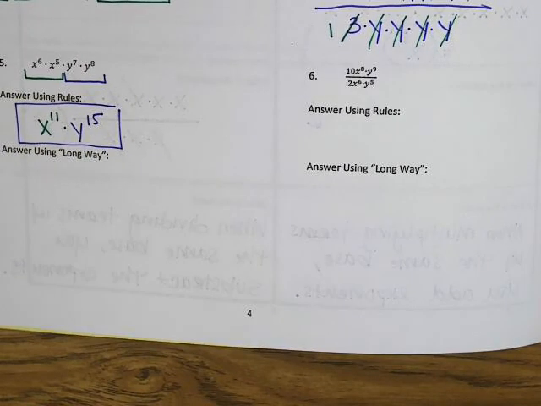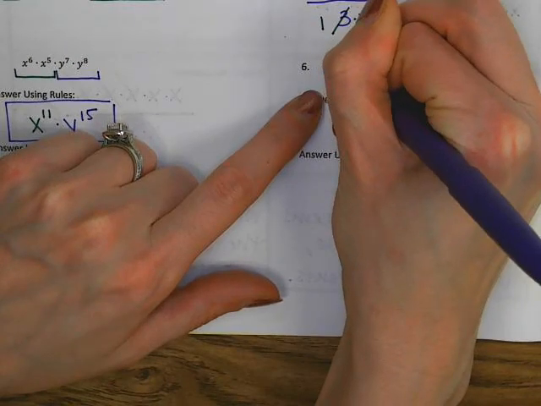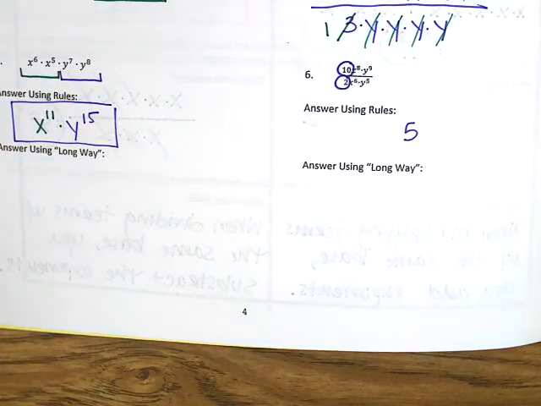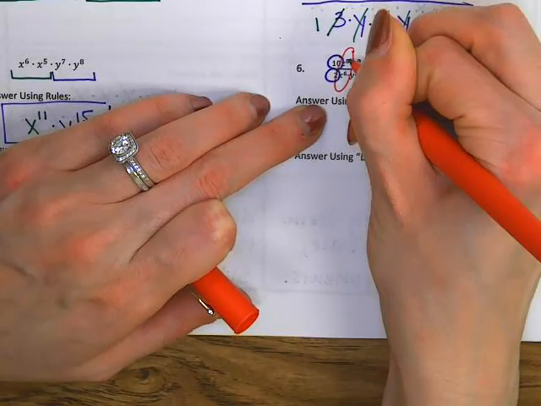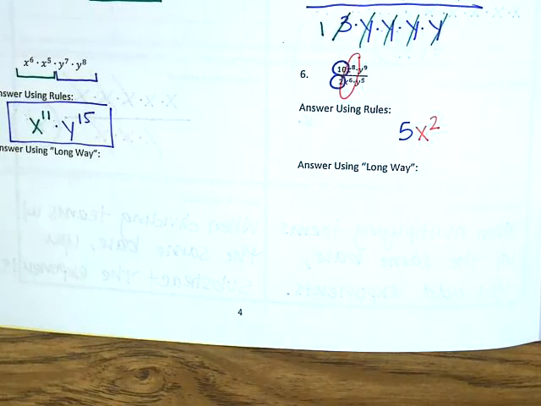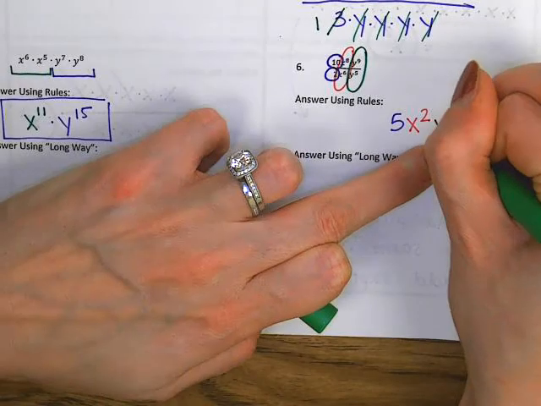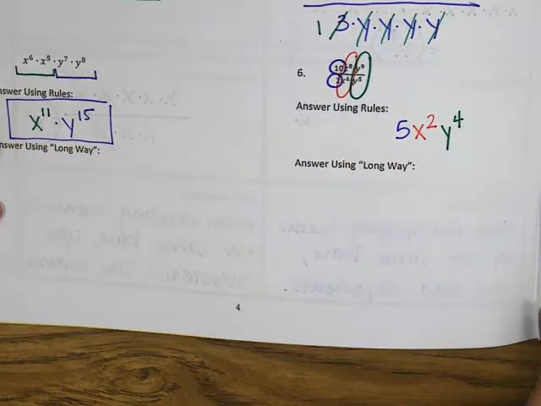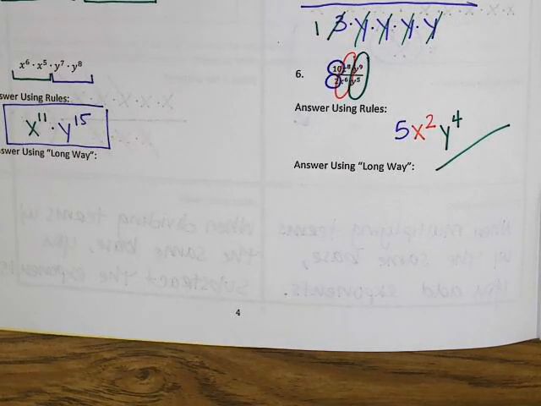Okay, number 6. Using the rules, let's see. Now, this is not exponents. This is just 10 divided by 2, and that's just 5. Okay, now let's do our exponents. You can only do the x's together, and when you divide, you actually subtract. So 8 minus 6 is 2, and for the y's, when you divide, you actually subtract, and 9 minus 5 is 4. Okay, if you want to stop here, go ahead, but I'm going to show you guys this one the long way in case you need it.